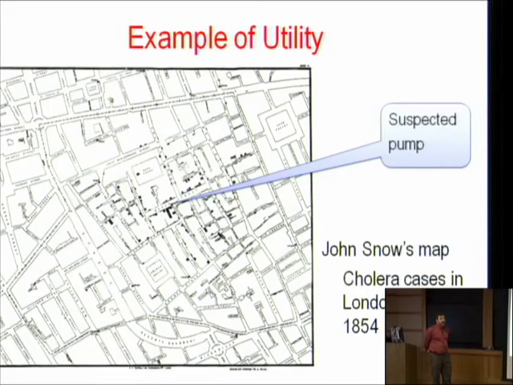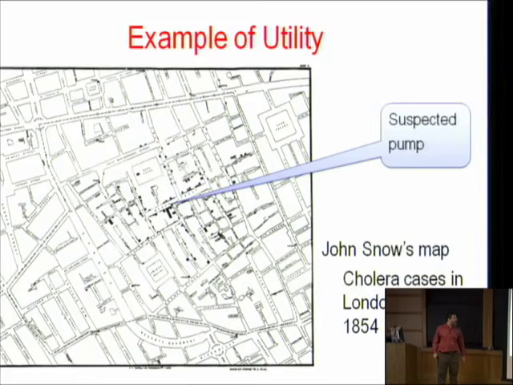So this is an example of a utility you can get from statistics. But really, what mattered here wasn't the individuals who got cholera, but the rough statistics. You wanted somehow the clustering. So we want to keep the aggregate information while hiding particular cases.